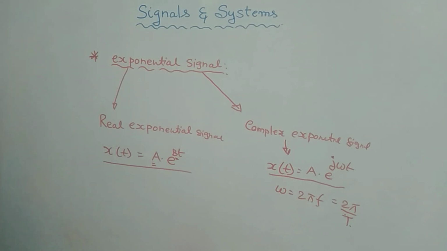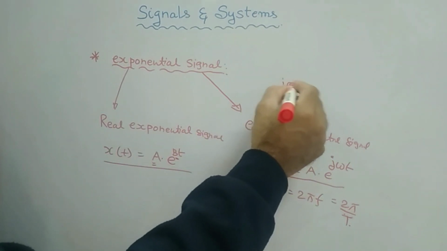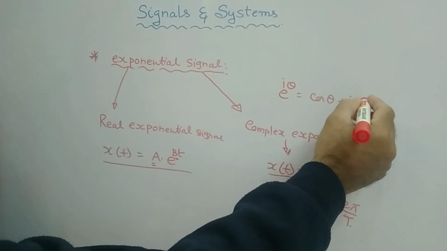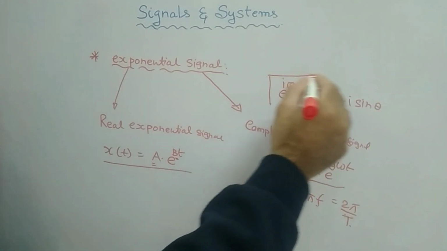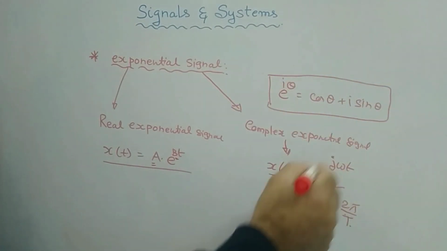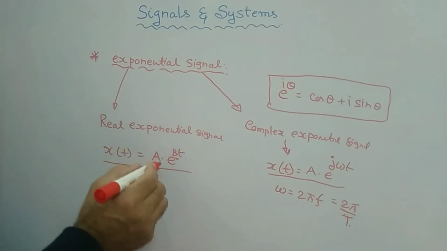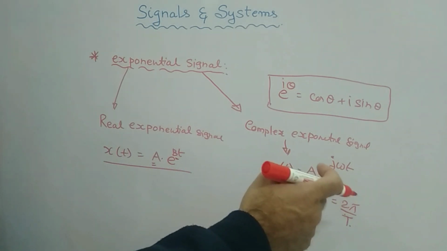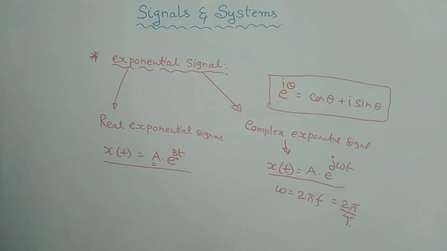One thing you need to remember is Euler's formula: e^(iθ) = cos θ + i sin θ. This is Euler's formula, no? It will be used in complex exponentials, but in real exponentials you will not get this kind of thing. Real exponentials are normally not periodic, whereas complex exponentials are periodic. That is the simple thing.